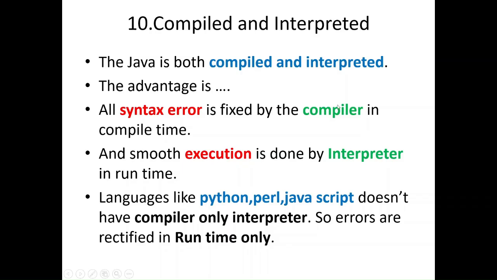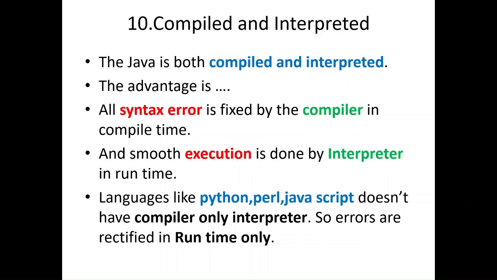Okay, so languages like Python, Perl, JavaScript don't have a compiler; they have only an interpreter. So errors are rectified at runtime only. Whereas in our case, Java has both a compiler as well as an interpreter. Errors are caught at compile time itself. And the interpreter again takes the role of converting the bytecode into machine code.